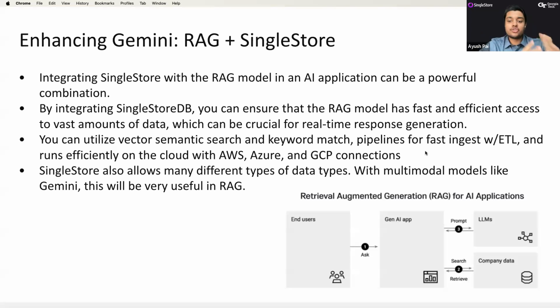And this capability ensures that the search is not based only on keyword frequency, but also on the contextual meaning of the query, leading to more accurate and relevant data retrieval. And SingleStore for RAG is really great.